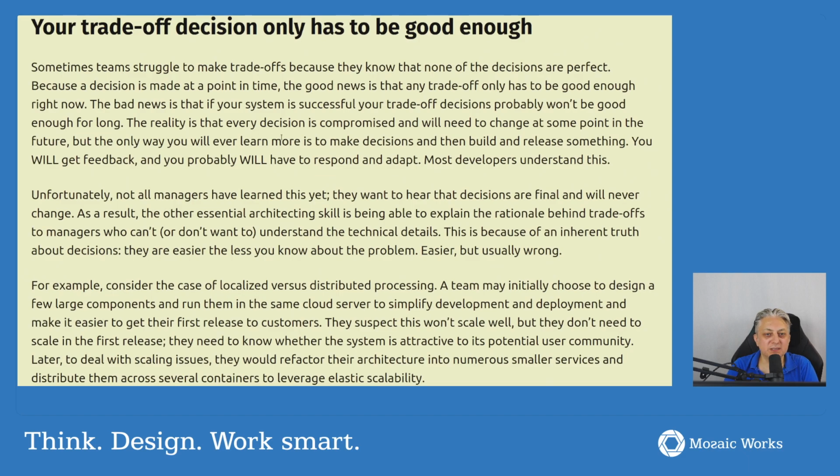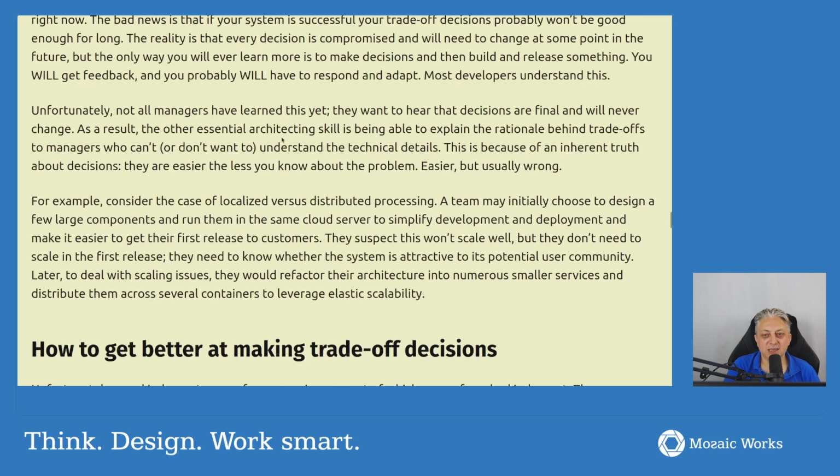Your trade-off decision only has to be good enough. Sometimes teams struggle to make trade-offs because they know that none of their decisions are perfect, because the decision is made at a point in time. The good news is that any trade-off only has to be good enough right now. The bad news is that if your system is successful, your trade-off decisions probably won't be good enough for long. The reality is that every decision is compromised and will need to change at some point in the future. But the only way you will ever learn more is to make decisions and then build and release something.